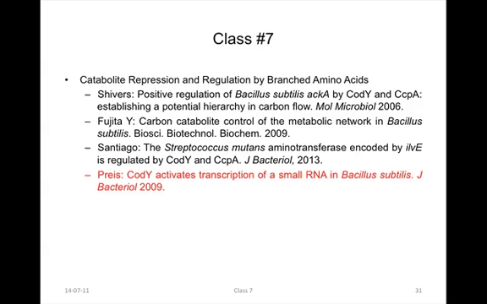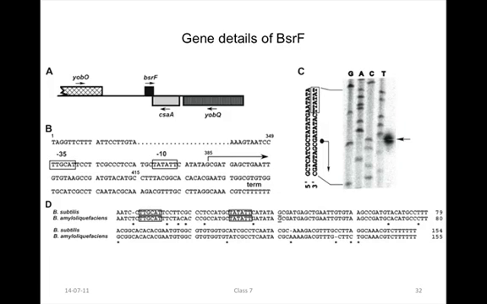Next paper talks about CodY activating a small RNA in Bacillus subtilis. There's this small non-coding RNA called BsrF. It was found in a study where they looked through the Bacillus subtilis RNAs, A, B, C, D, E, F, and this is the sixth one on the list. Apparently, it's about 80 nucleotides long, and it is found in B. subtilis as well as another Bacillus called amyloliquefaciens.